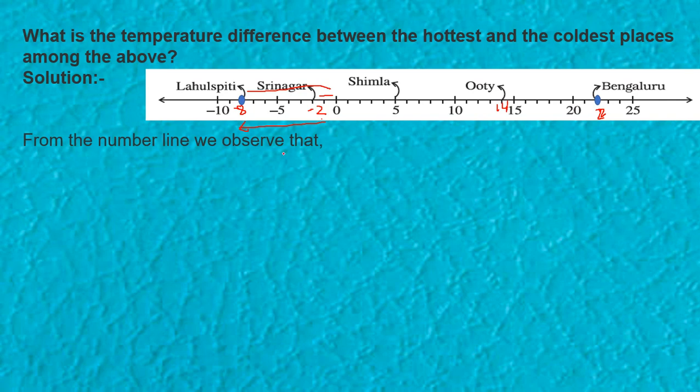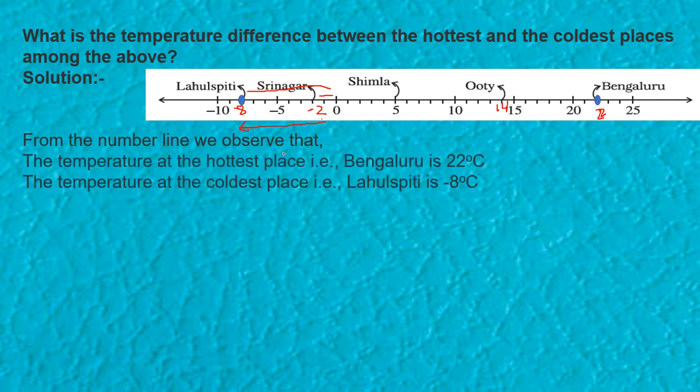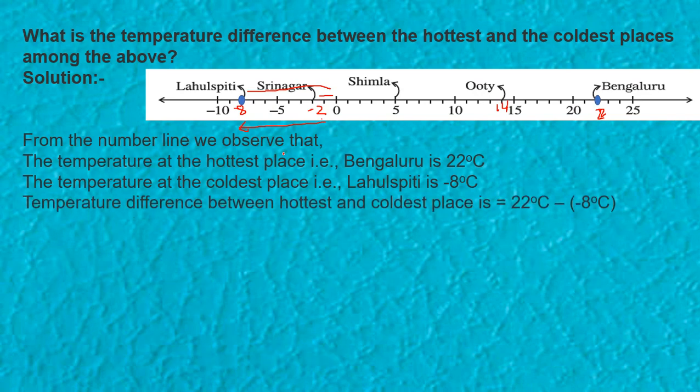So we can say -8 is the coldest city, that means very less temperature, and the highest temperature, that is the hottest temperature, is 22. So we get here the coldest and hottest temperature for the cities. Now what we have to find out? The difference. So the difference, how we have to write? Difference, that is hottest city minus coldest city. So 22 degrees Celsius minus the temperature which we have to subtract, which is -8 degrees Celsius.